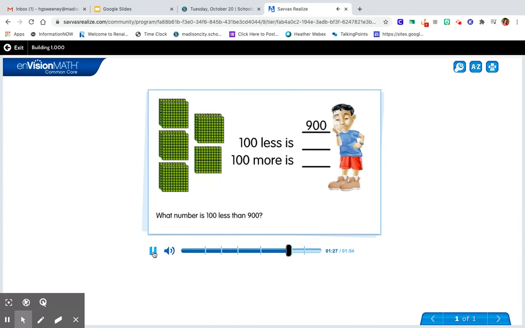What number is 100 less than 900? 100 less than 900 is 800. What number is 100 more than 900? 100 more than 900 is 1,000. Now you know how to make 1,000.